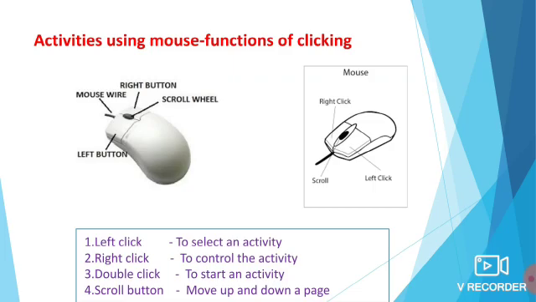Already you have learnt in grade 1 itself, right? So it is the picture of the mouse. You have left button, right button and small scroll wheel button and the mouse wire. So this wire will be connected to the CPU. And you have clicks: right click, left click and scroll, isn't it? By using left click, you can select the activity, and right click is to control the activity. Double click is used to start an activity, and scroll button is to move the page up and down.